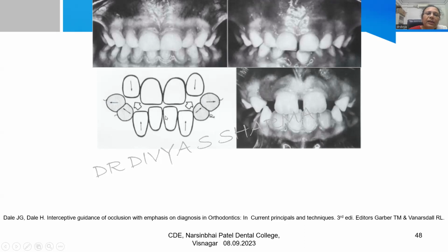Once the central incisors are erupted, the lateral incisors start erupting. These erupting lateral incisors put pressure on the canine, and if there is a good interdigitation between both of the canines, this pressure is transferred to the upper canine, which increases the intercanine width. Okay. So at the time of lateral incisor eruption, this is very important.